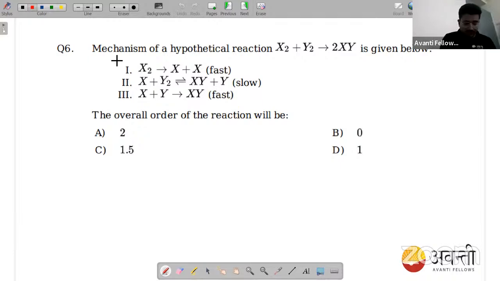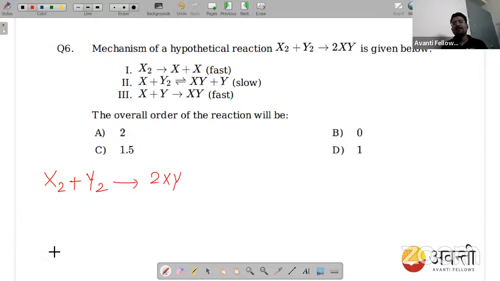So in question number 6, the mechanism of a hypothetical reaction, X2 plus Y2 will give 2XY, is given below. So one reaction is given, X2 plus Y2 gives 2XY, and the reaction mechanism of the above reaction is also given. Now first write this reaction. The reaction is X2 plus Y2 will give 2XY.